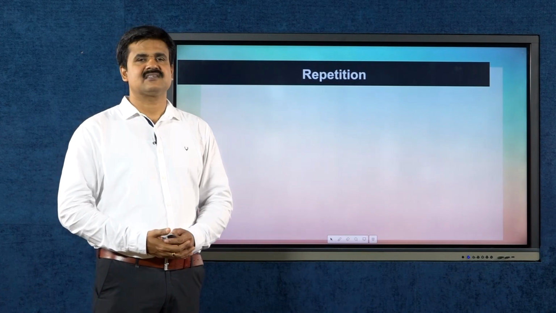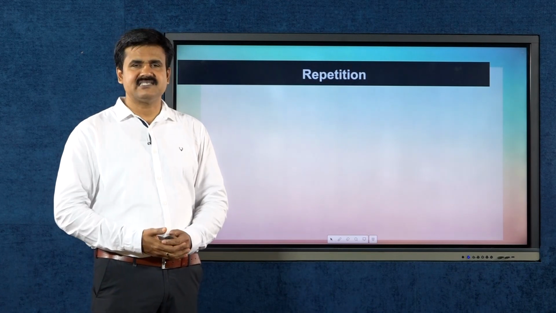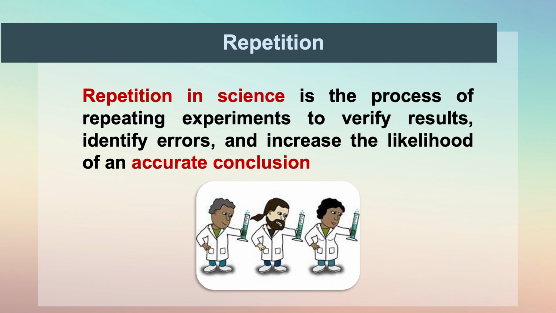Another stage of the study of science is repetition. Repetition in science is the process of repeating experiments to verify the results. This also helps in identifying errors and increases the likelihood of an accurate conclusion.